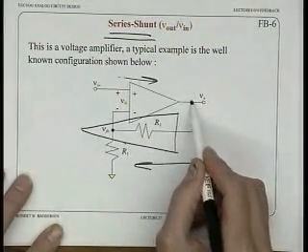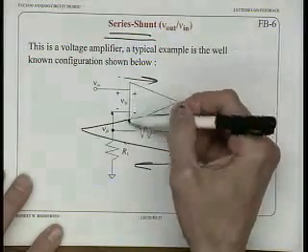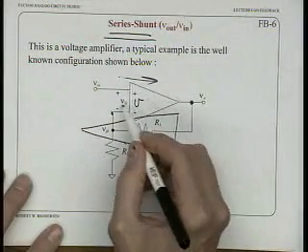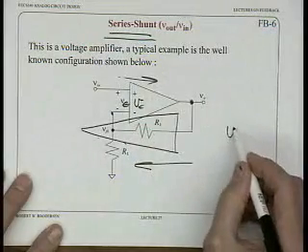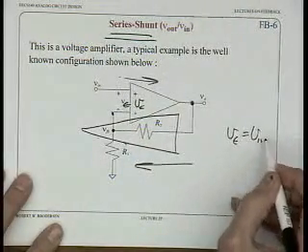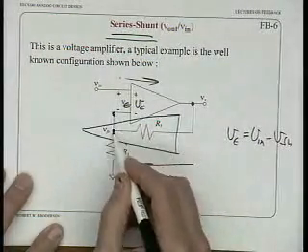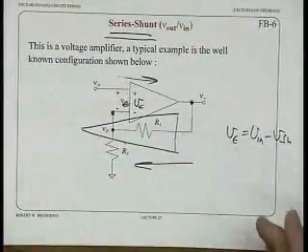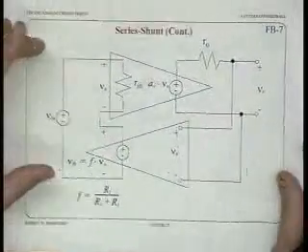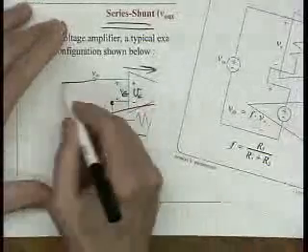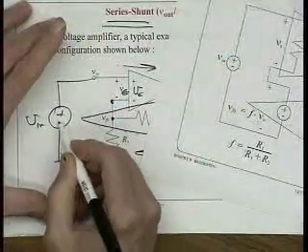Notice we're sensing a voltage and feeding back a voltage, and the voltage is differenced with the input. Here's the error voltage. V error is equal to V in minus V feedback, and V feedback is created right at this node. So let's redraw this. Here's V in, drawn to ground.